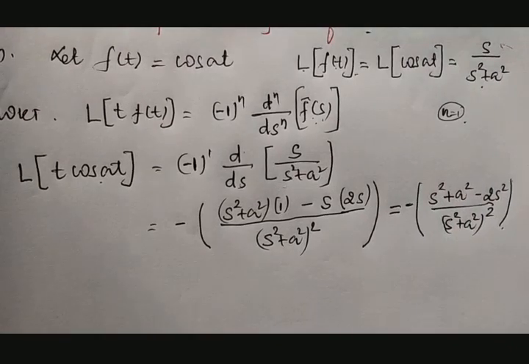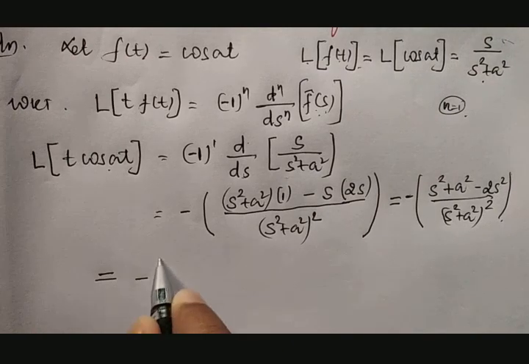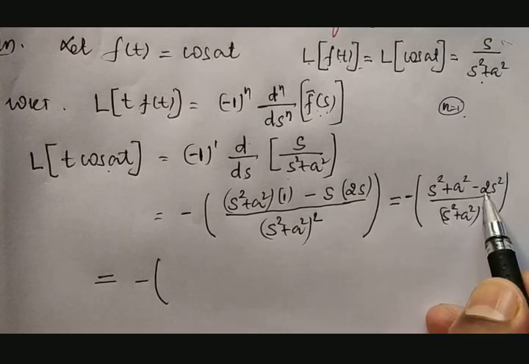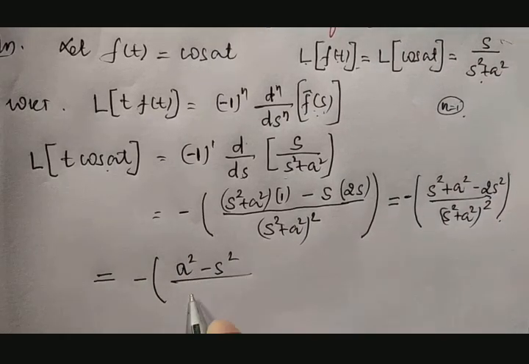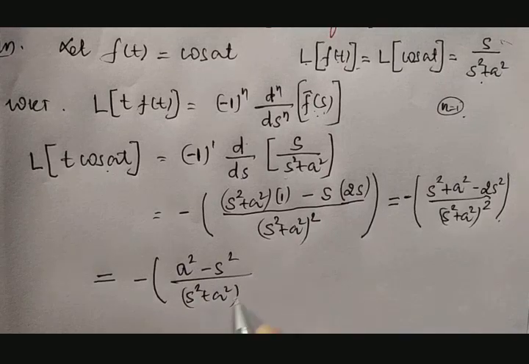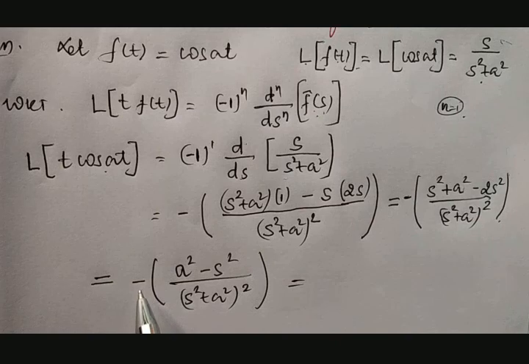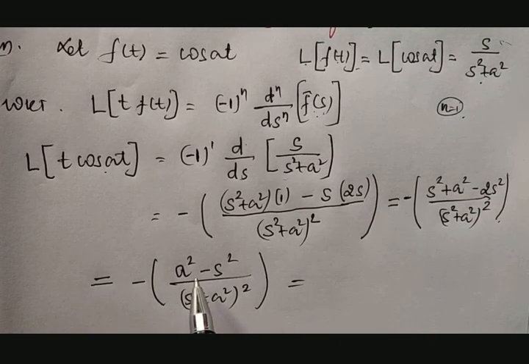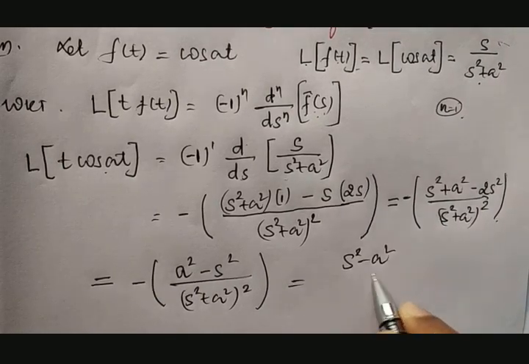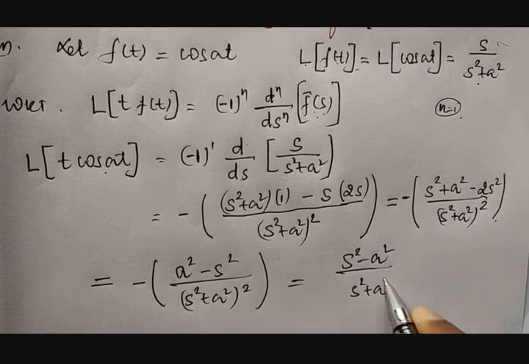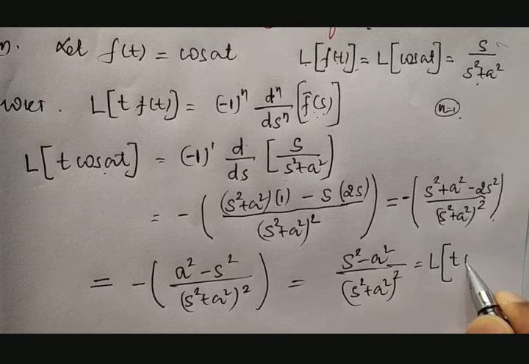Therefore, which is equal to minus s square plus a square minus 2s square, meaning it becomes a square minus s square divided by s square plus a square the whole square. Therefore, to avoid a negative sign outside the bracket, we'll shuffle the terms inside the bracket. Then it becomes s square minus a square. So s square minus a square divided by s square plus a square the whole square, which is nothing but the Laplace transformation of t into cos at.